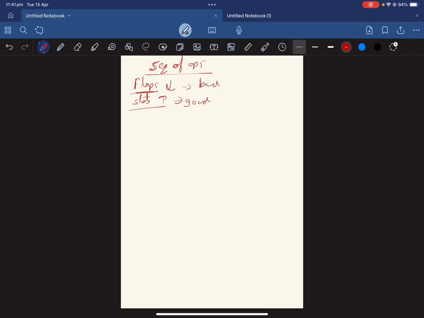When you're deploying, you deploy the slats first and then the flaps. Let's say your stalling angle is 16. When you deploy this, it becomes 18, and when you deploy this, it comes back to 16. When you're retracting, you do the opposite. You retract this first, so it goes back to 18, and then you retract this, so it goes back to 16. I hope it makes sense. And why do we do this? To prevent stall. That's something you want to avoid.